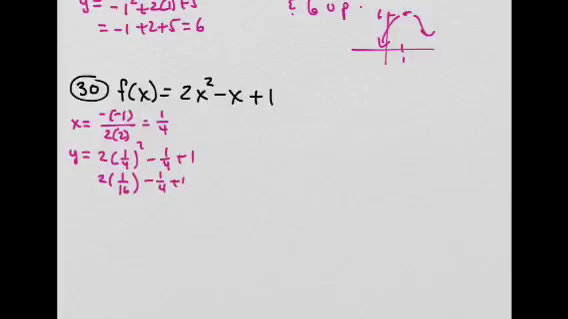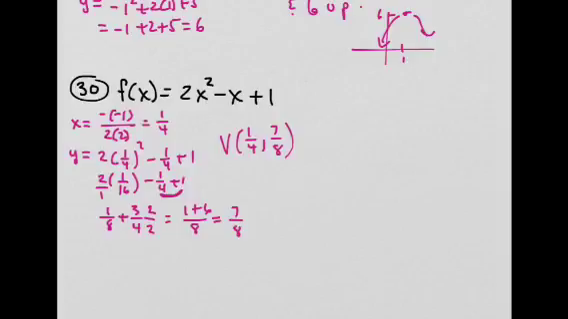I put the 2 over 1, so when I multiply 2 times 1/16, I get 1/8. And then right here, 1 minus 1/4, I can just combine that as 3/4, and combine those. And so I need a common denominator, so I'm going to multiply top and bottom by 2 over 2. So that gives me 1 plus 6 over 8, so that's 7/8. So the vertex is 1/4, 7/8.